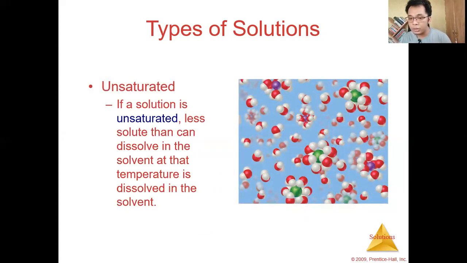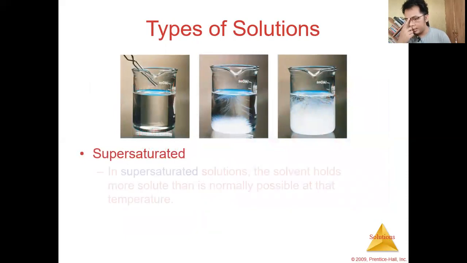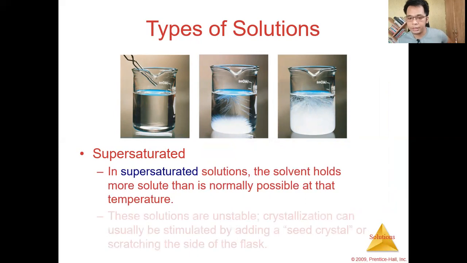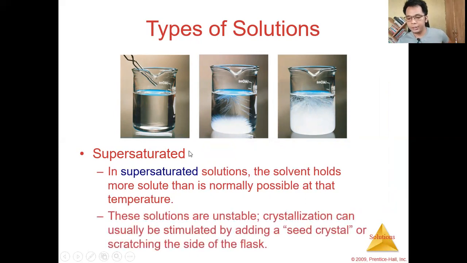nakitang powder na nag-settle sa may baba ng ating baso, let's say, sa baso ay na-dissolve. So, it is unsaturated. Sa supersaturated naman is, ayan na, magkakaroon na tayo ng crystallization process. Kasi nga, this one here, kung mapapansin ninyo, supersaturated, the solvent holds more solute than is normally possible at that temperature.